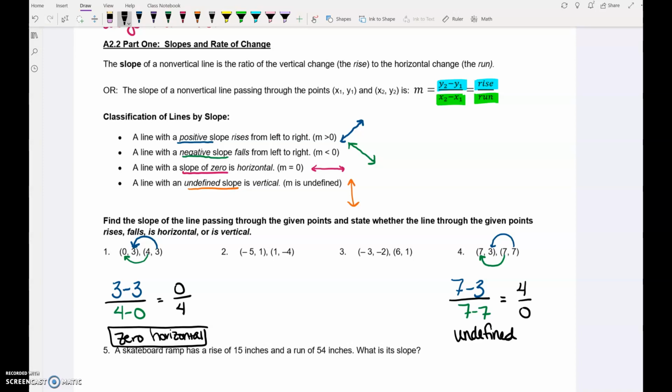Some people struggle to remember, when is it 0, when is it undefined? 0 on the top is fine. 0 divided by anything is 0. 0 on the bottom is bad. If you ever forget, use your calculator. If you try to do 0 divided by 4 in your calculator, it will tell you 0. If you do 4 divided by 0, it will give you an error message, because one of the biggest rules in math is you cannot divide by 0.